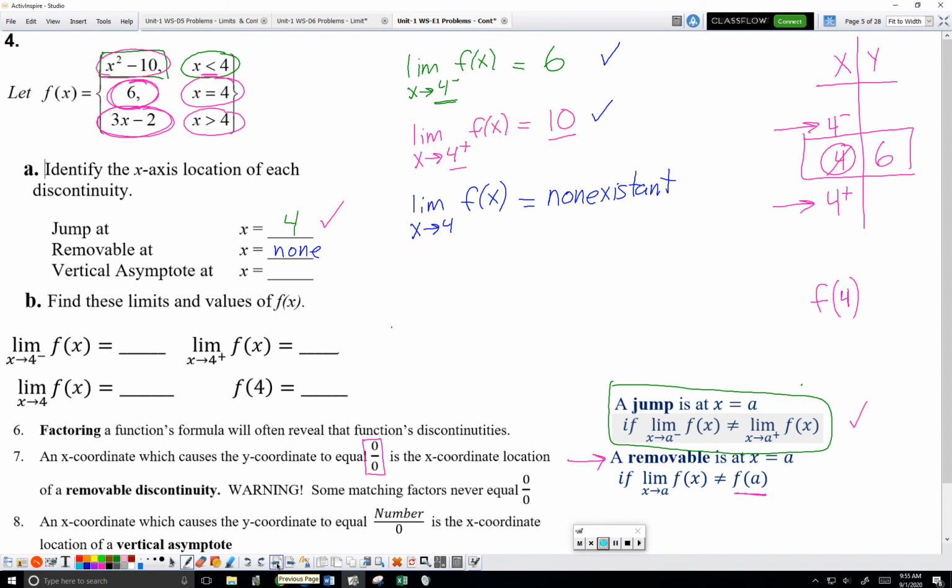Okay, look at the vertical asymptote. Look hard. We've already talked about a vertical asymptote occurs whenever you end up with the y-coordinate being a number divided by 0. These formulas for finding the y-coordinates don't have the possibility of ever being a number divided by 0. So I'm done.